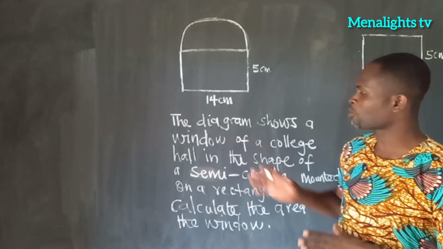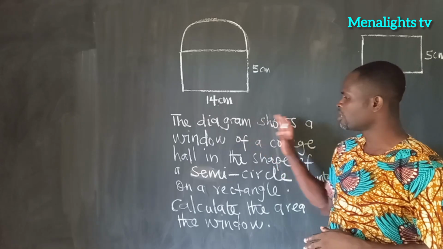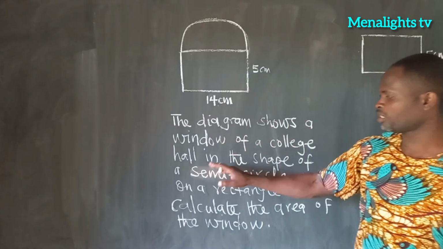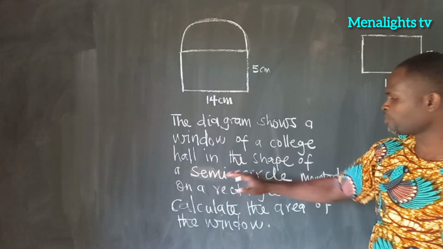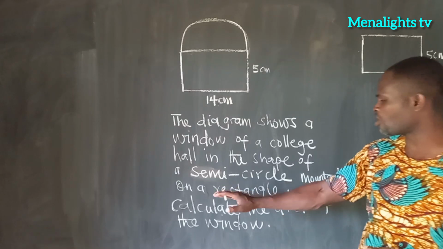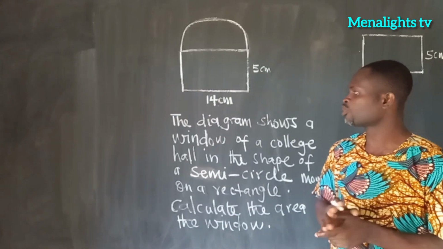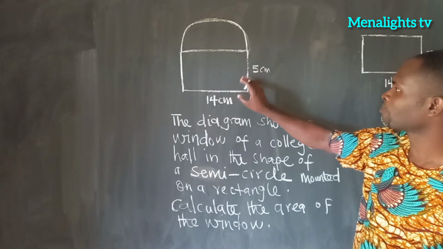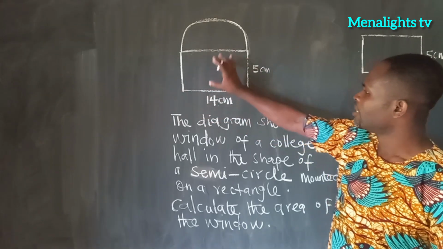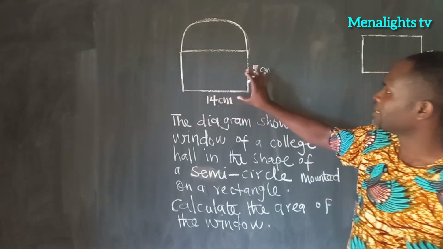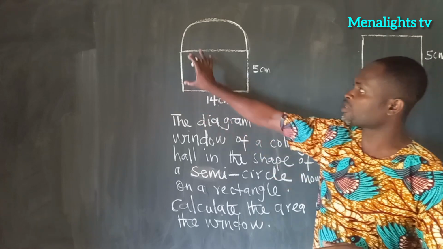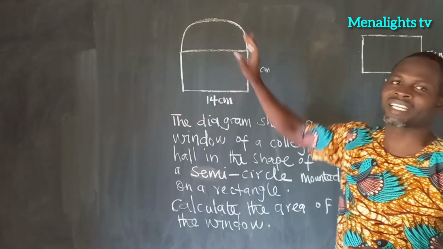So today the question that we have is: the diagram shows a window of a college hall in the shape of a semicircle mounted on a rectangle. Calculate the area of the window. So this is the window that we have, and when you look at it critically, the shape involves what? A rectangle and a semicircle.